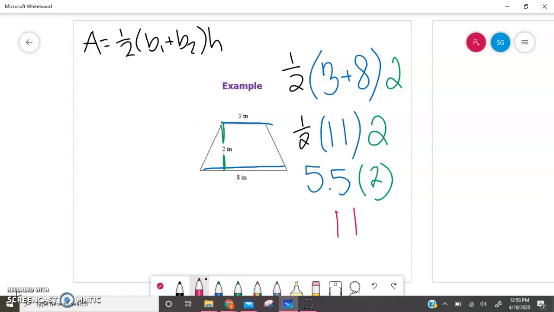If you got 11, you are completely correct. Remember that we need to make sure we label our numbers, and this was inches squared because it's area. So that's what our area for this trapezoid is.